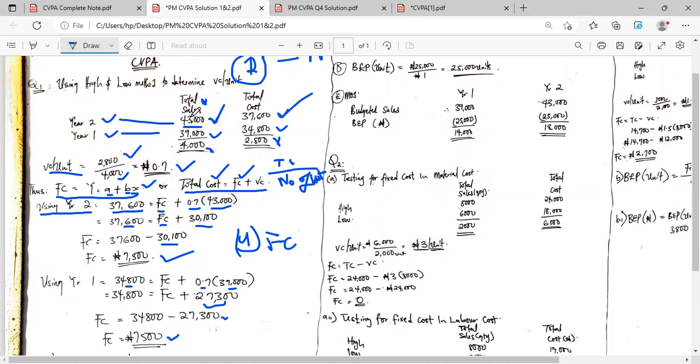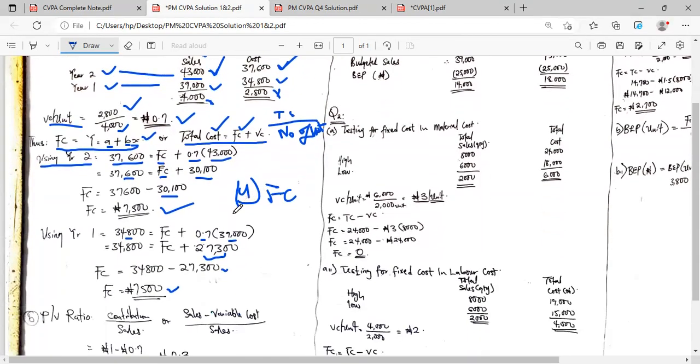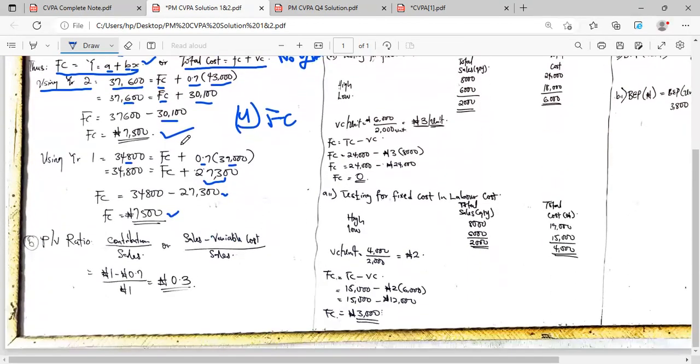In the other case, they only give us total sales. So we are only converting total sales to number of units by saying 39,000 divided by 1 naira. But since the question has already given us number of units, we just pick the 43,000. Don't divide it again by the cost per unit. Does that make sense? So we are good to go. That is question A.